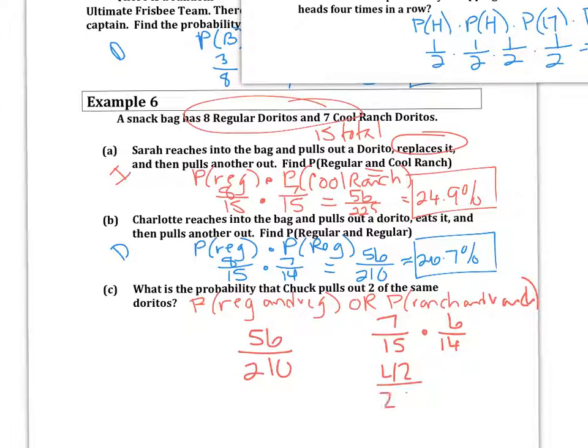And because we're looking for either of these possibilities, and I'm keeping them in unsimplified form for now, that word or indicates that we are adding. And so when we add these 2 ratios together, we can just add the numerators, keep the denominator. We would end up with 98 out of 210 as the possibility of you getting either both regular or both ranch. As a percent, that would be 46.7%.